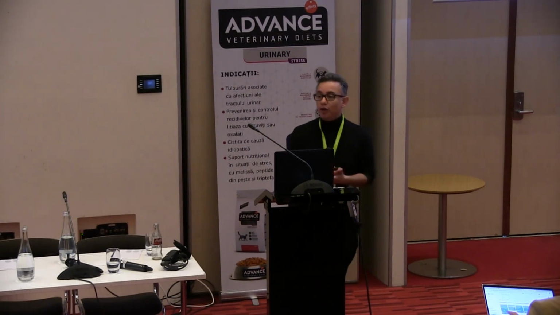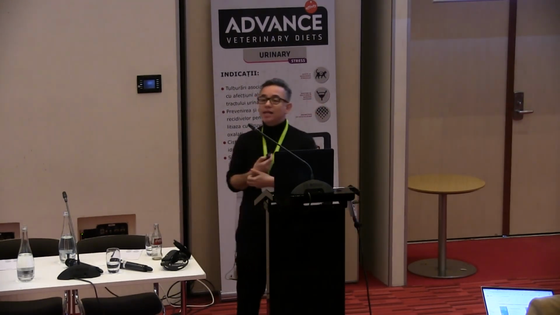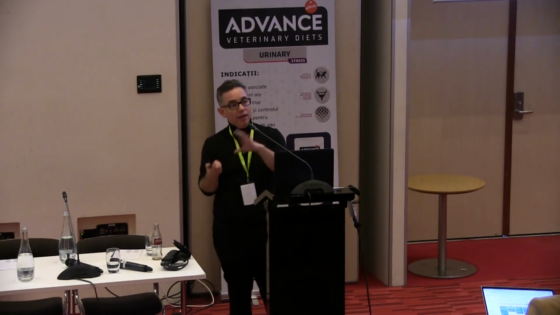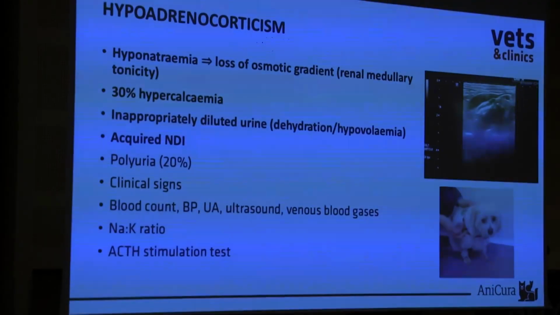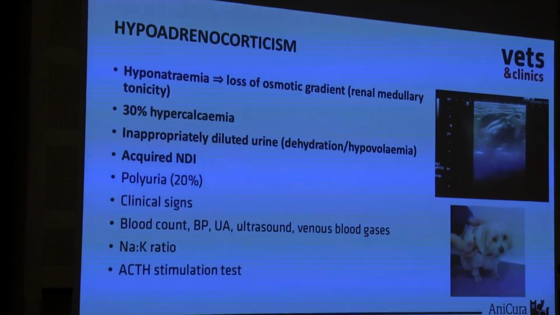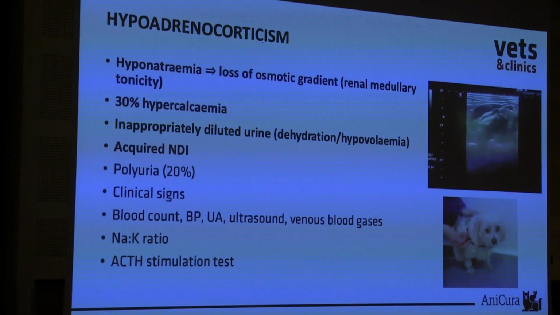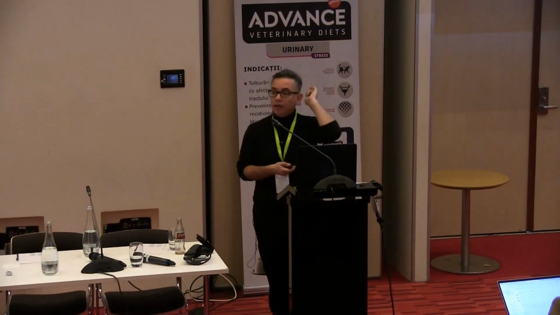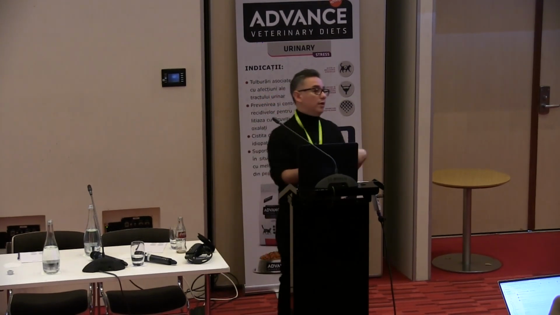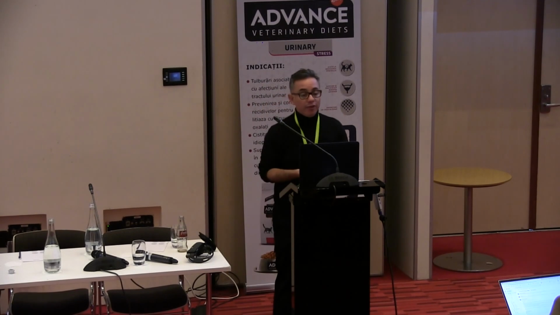Hypoadrenocorticism, how does it produce polyuria? Again, 30% of dogs with Addison's present hypercalcemia. And in another way, a dog presents a higher concentration of potassium, hyperkalemia, and presents a compensatory hyponatremia. Hyponatremia produces a loss of the osmotic gradient, mainly the renal medullary tonicity, and for that reason the urine is more diluted. Okay? Polyuria is present in 20% of dogs with Addison's, and mainly you have to look at the sodium potassium ratio, mainly less than 27, or an even better correlation, less than 23, and do the ACTH stimulation test, okay.